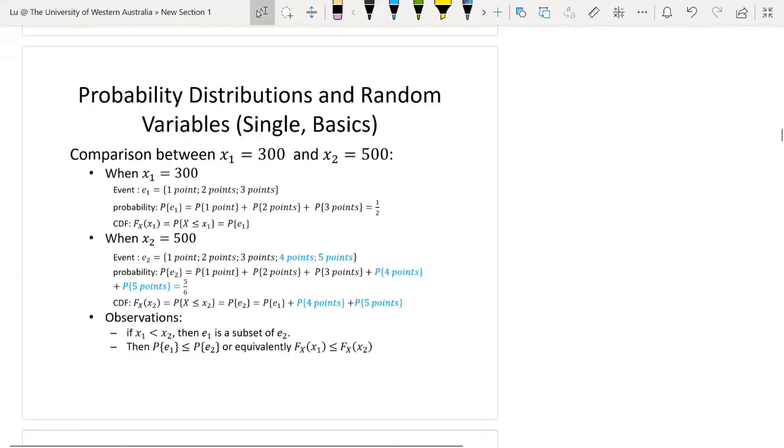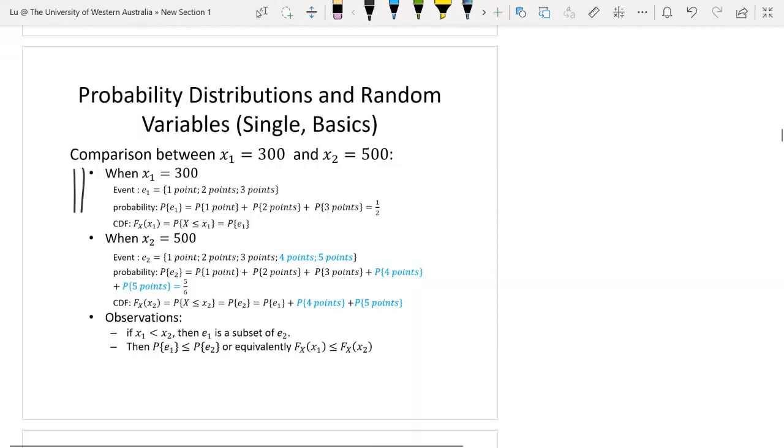Now in the new slide here, we are going to introduce 2 cases and then compare the result to derive one more property of the cumulative distribution function. In both cases, we are using that rolling dice game as an example. In the first case, the parameter used in the cumulative distribution function is 300. And in the second case, that parameter is increased from 300 to 500.